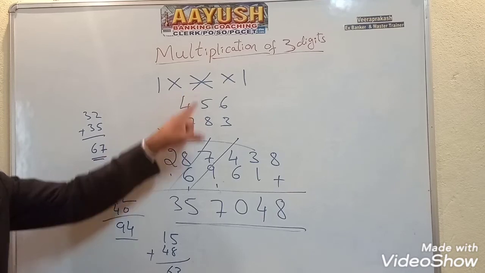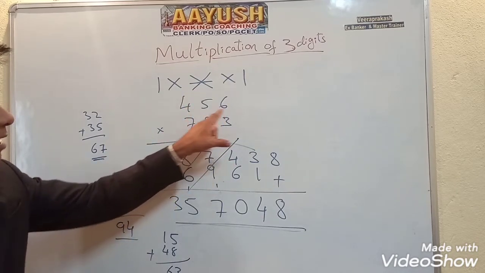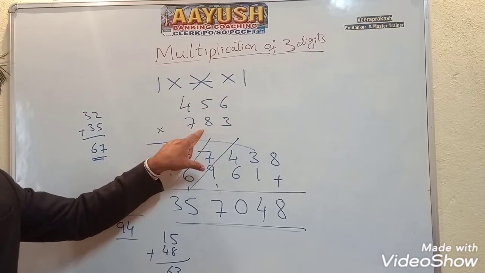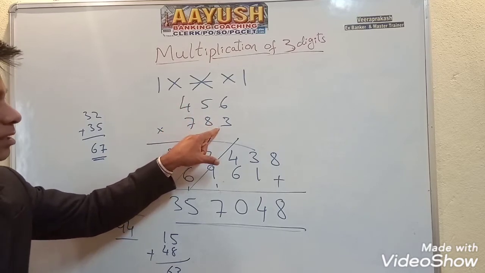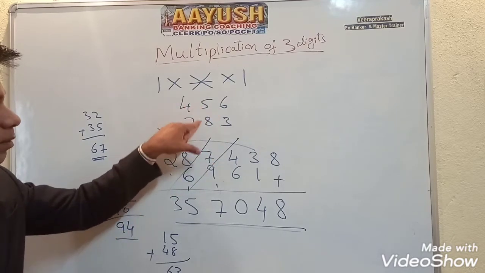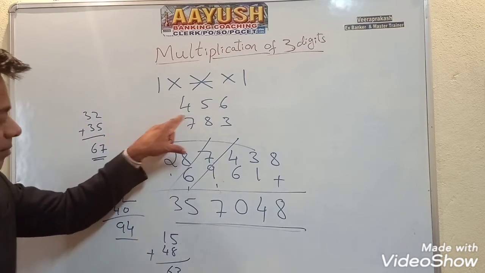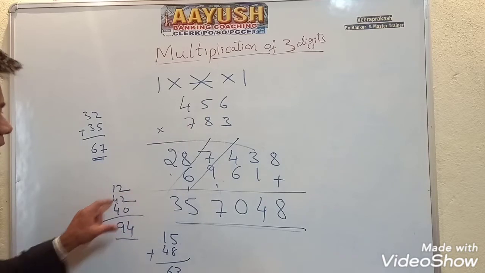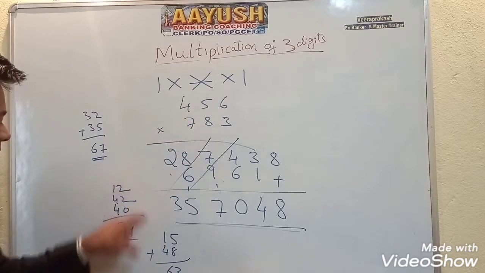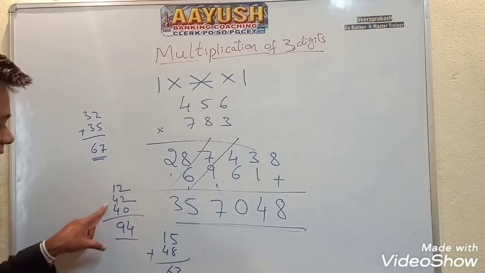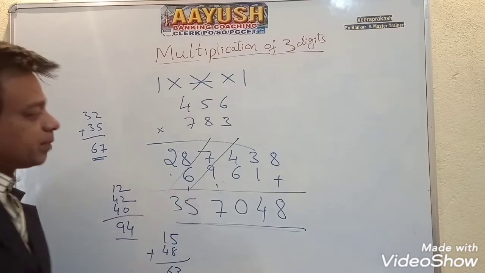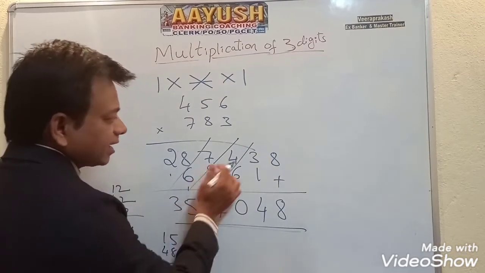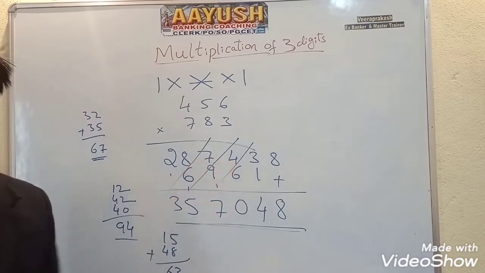Then the star mark: first into last, last into first, middle into middle. So this will come as 4 3s are 12, 6 7s are 42, and 5 8s are 40. Altogether, the total for these three numbers will be 94. 94 should be kept in such a way that 9 is taken as carry and 4 in the main line.